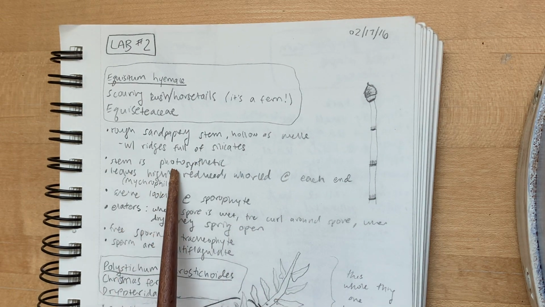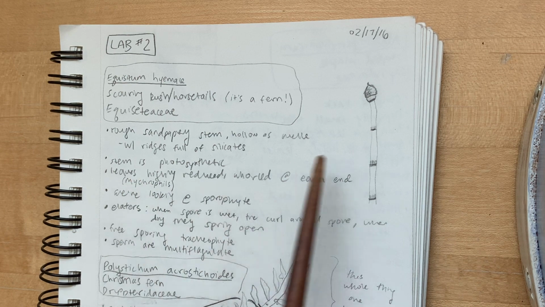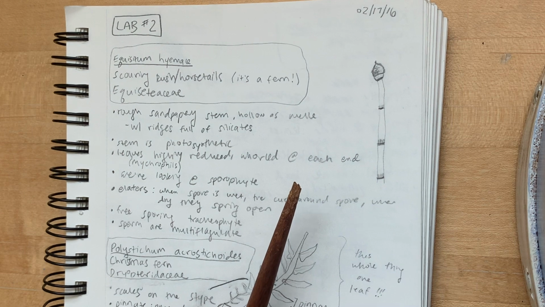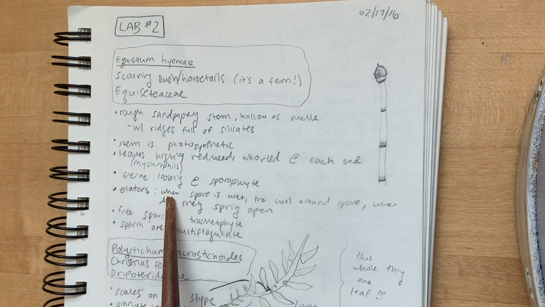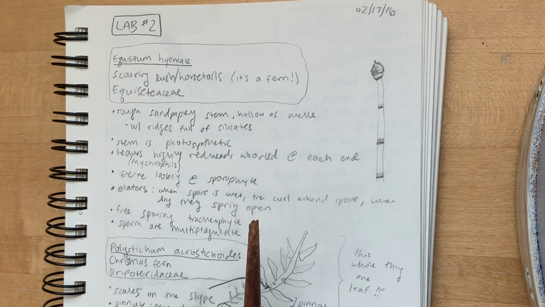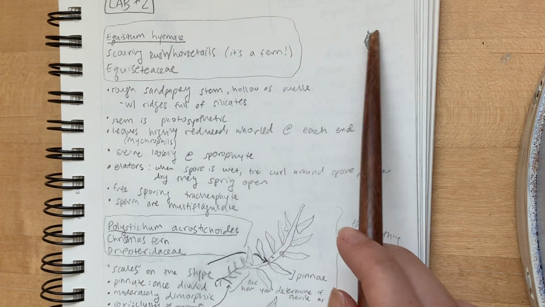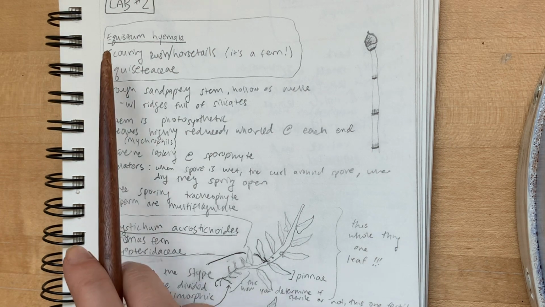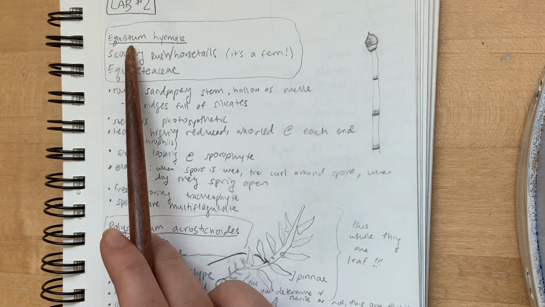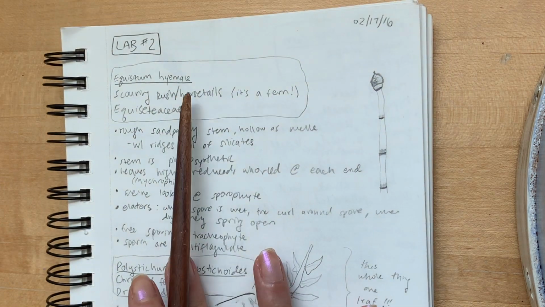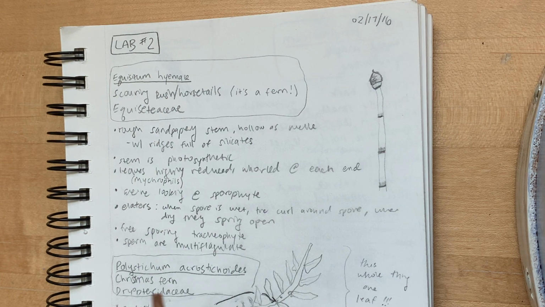The stem is photosynthetic and the leaves are highly reduced and whorled at each node. It has elaters, which curl upward around the spore when it's wet, and when it's dry, they open. And you can see the terminal end there and the variegated stripes. And again, the Equisetum, hyemale, and equus for horse. So that's also why it's called horsetail.